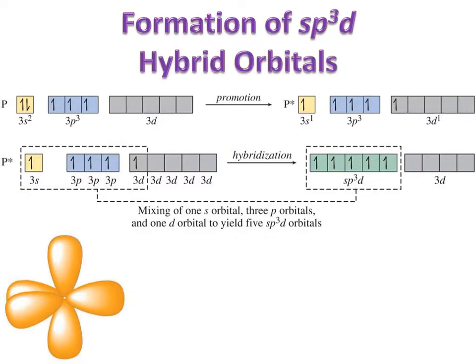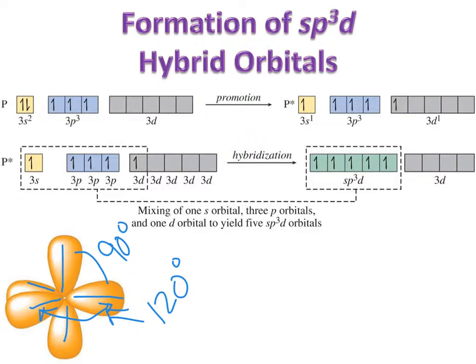Mixing 5 orbitals together, we get 5 orbitals out, and those 5 orbitals have the same shape that we saw in the trigonal bipyramidal system. The bond angle from the axial to equatorial position is 90 degrees, and the bond angle along each of the equatorial positions is 120 degrees.